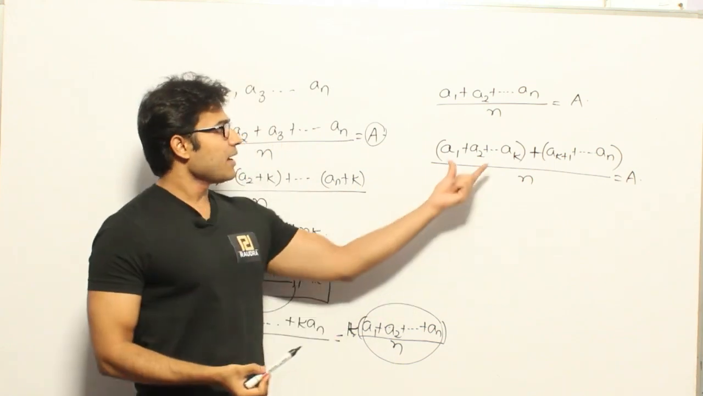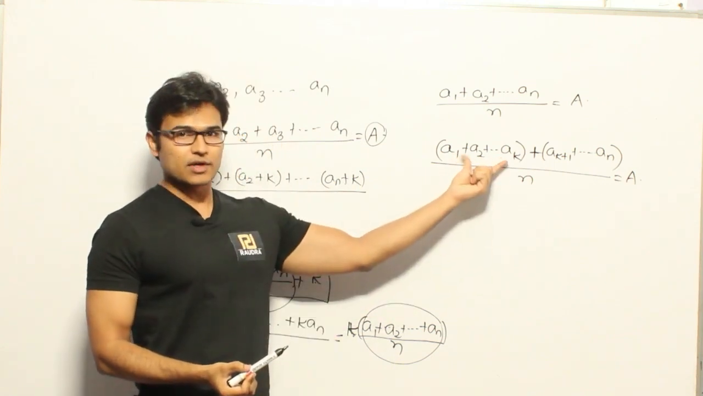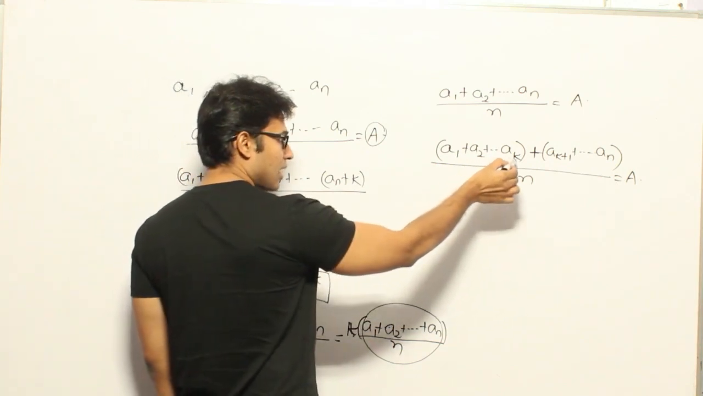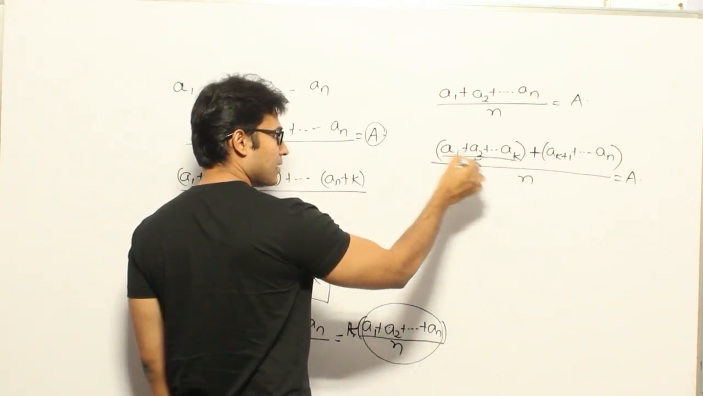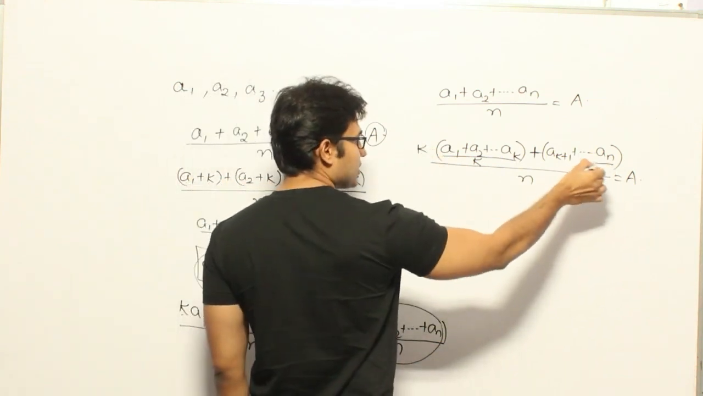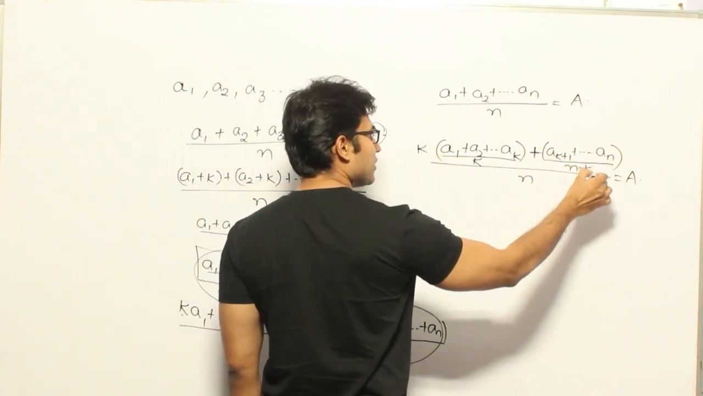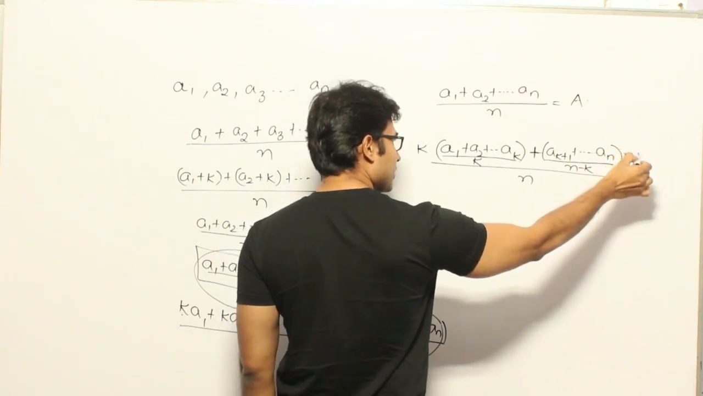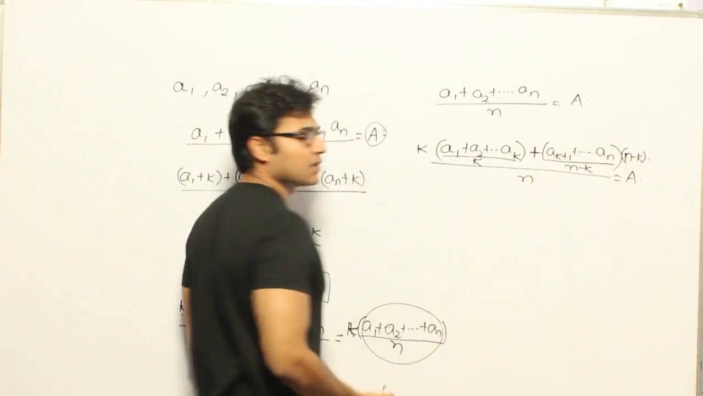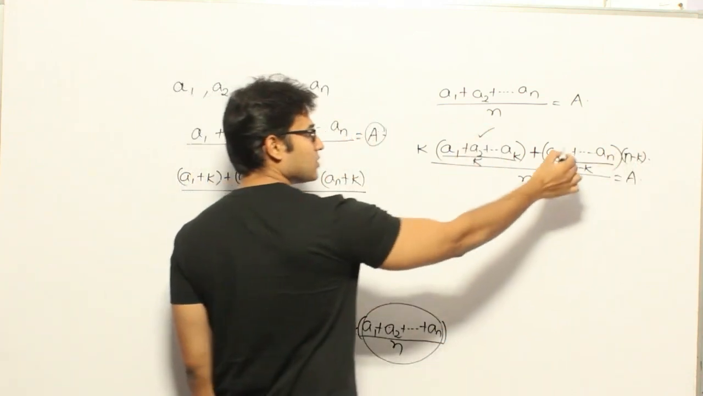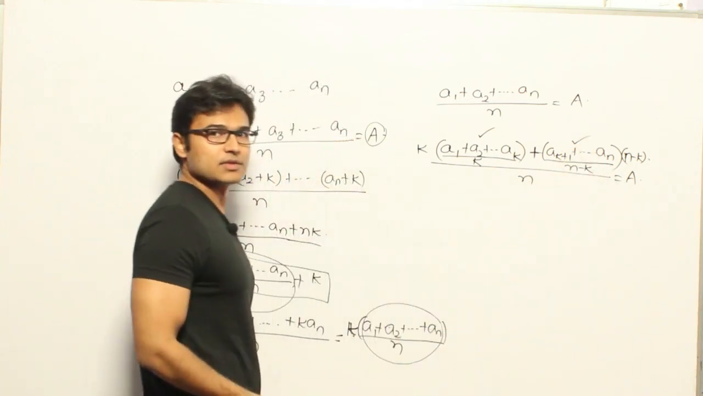Now what will be the average of these k elements? If I divide it with k, it is going to be the average, right? So for this group, I'll just divide it with k and then multiply with k. And for this group, I'll divide it with n minus k and then again multiply with n minus k, right? Now what is this, the average of the k elements? And what is this, the average of the remaining n minus k elements, right?